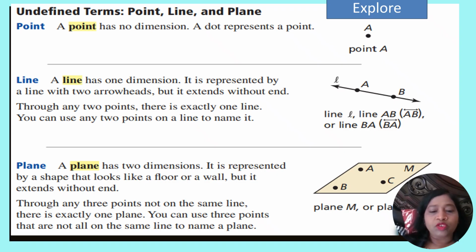And the plane has 2 dimensions. It is represented by a shape that looks like a floor or a wall. These are examples of a plane, but it extends without end. Through any 3 points not on the same line, there is exactly one plane. You can use 3 points that are not all on the same line to name a plane.